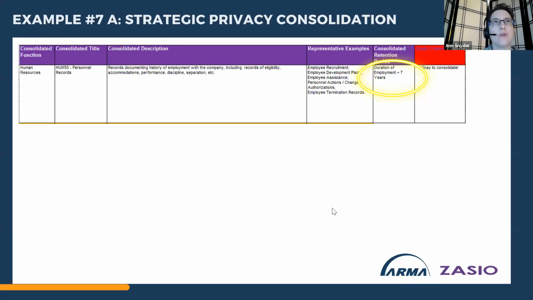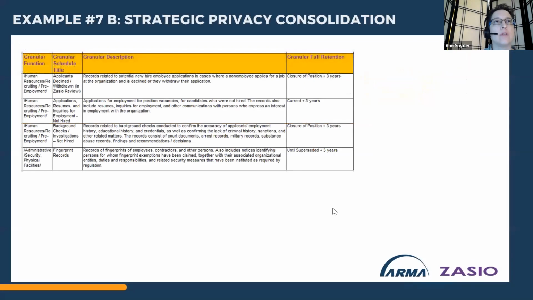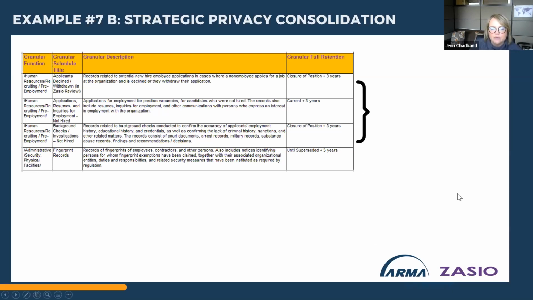Now, here's our next privacy consideration. What do we see here, Jen? Yeah, so these are what we would consider separate high-risk records. We've got non-hires here. We've got biometric information. These are very much regulated, increasingly domestically in the United States and also in the European Union.